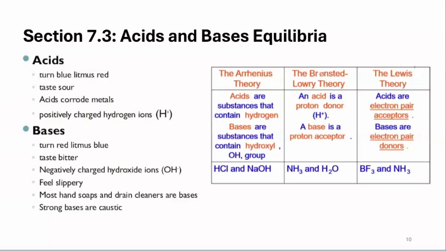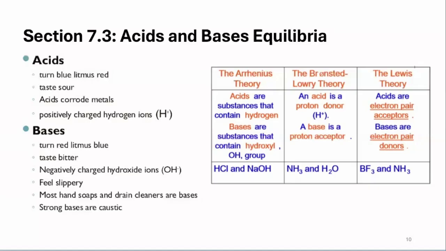And one of the properties of acids is that they can produce positively charged hydrogen ions. These positively charged hydrogen ions are what we call in chemistry protons.